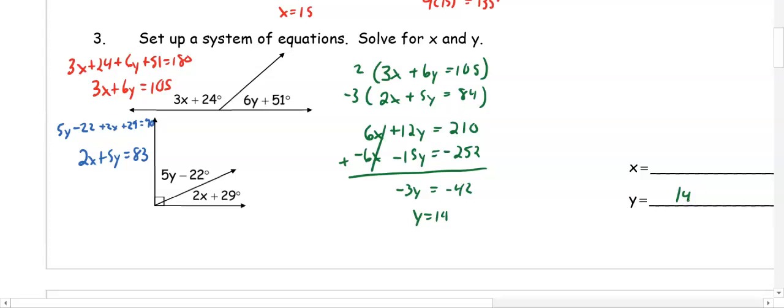Then we can substitute to get x. So 2x plus 5 times 14 equals 84. 2x plus 70 equals 84. We can subtract 70, so 2x equals 14. We divide, x is 7.